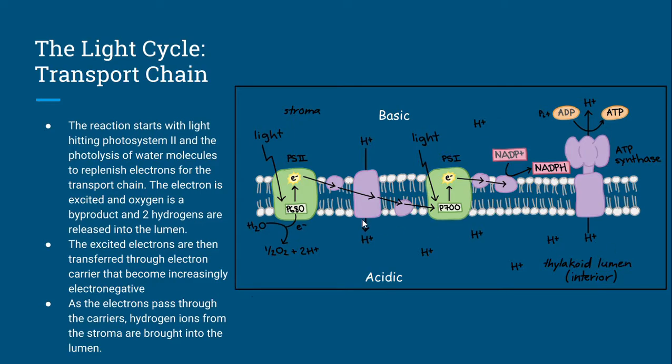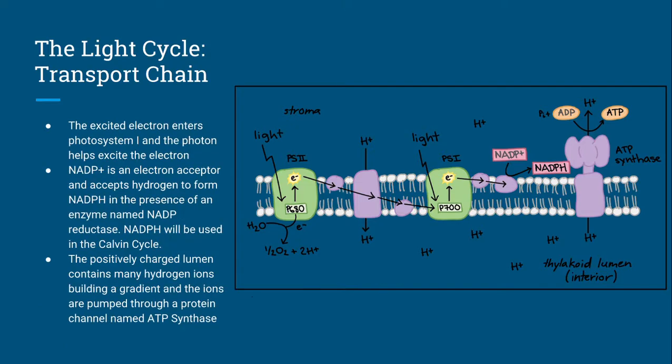The excited electrons are then transferred through electron carriers that become increasingly electronegative as it continues. As these electrons, however, pass through the carriers, hydrogen ions from the stroma are brought into the lumen. This helps to make the thylakoid lumen more acidic because of the greater amount of hydrogen ions, while the stroma becomes increasingly basic as hydrogen ions are brought into the lumen. The excited electrons enter photosystem 1, and another photon of light helps excite the electron once more.